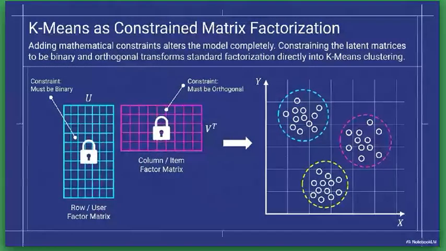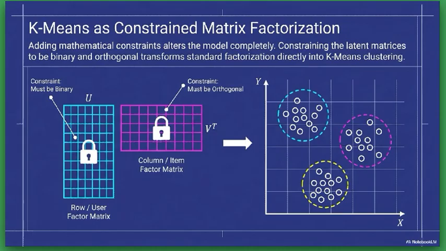The very same. By simply altering the objective function, or most crucially adding strict mathematical constraints, we fundamentally change the behavior of the model. So let's look at the k-means clustering example from the blueprint to see how constraints change the game. Well, in everything we've discussed so far, recommenders, NLP, graphs, the latent matrices U and V transpose can be filled with any real numbers. Decimals, negatives, whatever the gradient descent finds as it walks down the hill.